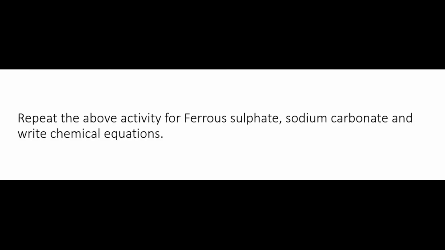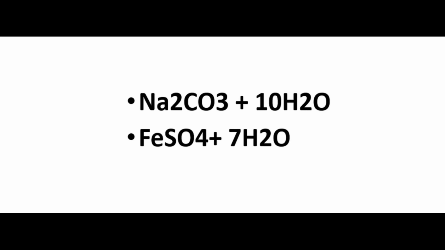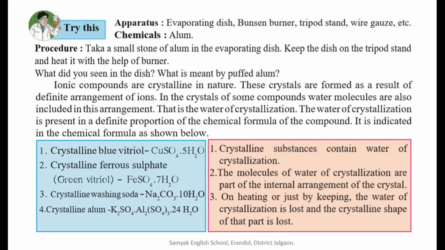Now there is an activity for you. Repeat the above activity for ferrous sulfate and sodium carbonate, and write chemical equations. You can do this in your chemical labs, but the chemical equations will be exactly the same. The only thing is that the water component will be different in sodium carbonate and ferrous sulfate. I have searched for you, and this is what the water component will be, and you can write the rest of the equations exactly the same as the previous one.